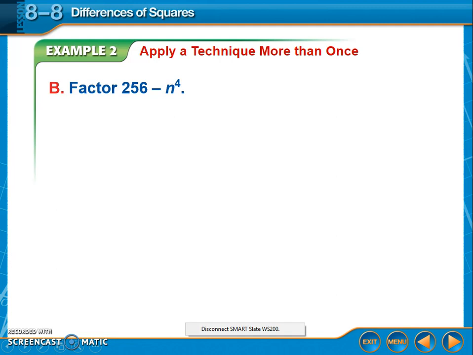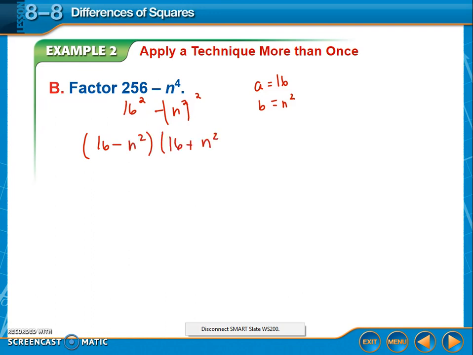So let's look at the square root of 256 and see what we get. It's 16. So I can say this is the same thing as 16 squared minus n squared squared. So in this case, my a is 16 and my b is n squared. So when I go to factor this, I'm going to do 16 minus n squared and 16 plus n squared.